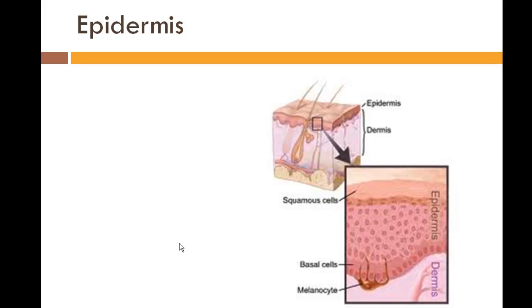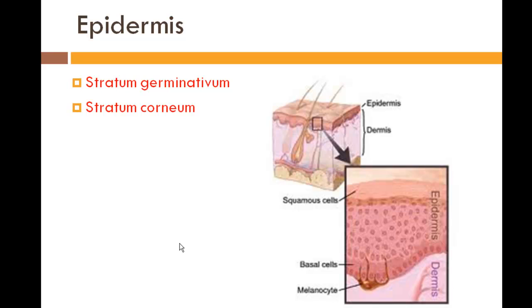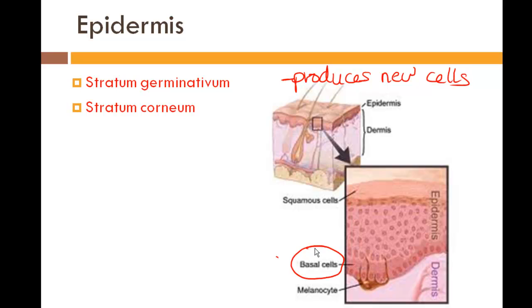Let's zoom in on just the epidermis. So here are those two layers. The stratum germinativum, which produces new cells. And the stratum germinativum would be right down here, at the very bottom of the epidermis. The stratum corneum is that top dead skin cell layer, way up here.